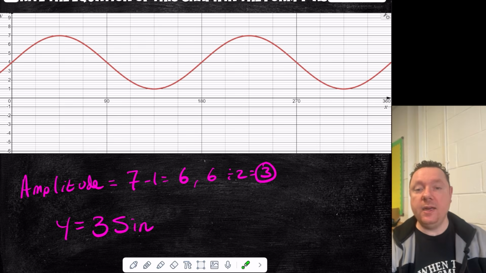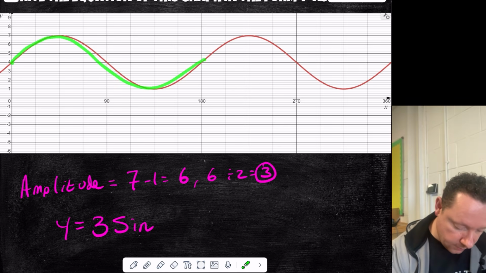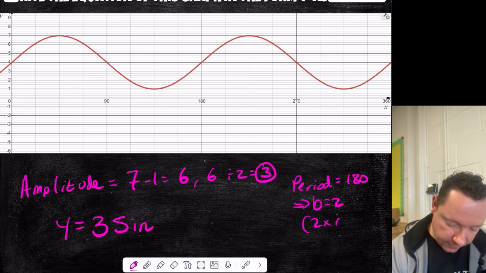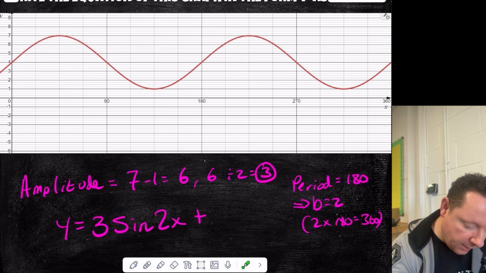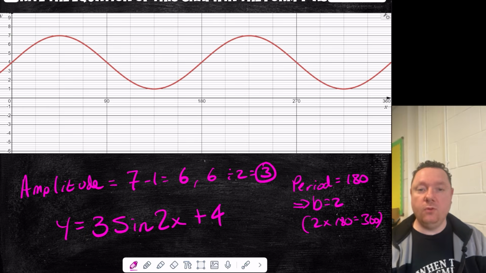Okay, next thing. How many graphs are there up to 360? When does it start repeating itself? So looking at the period, it goes 180. So I know my period is equal to 180. So that means b equals 2, because 2 times 180 equals 360. So I've got 2x. And then plus a number, well, my max is 7. And I've got an amplitude of 3. 3 plus 4 is 7, so plus 4, and I'm done there.